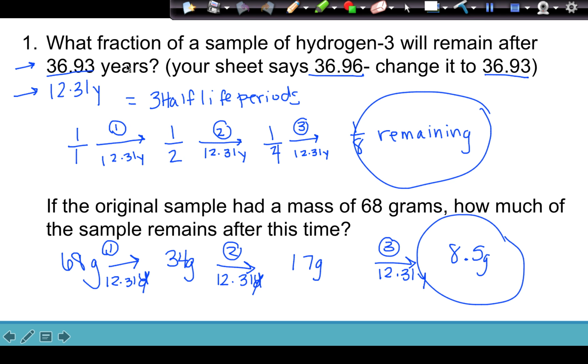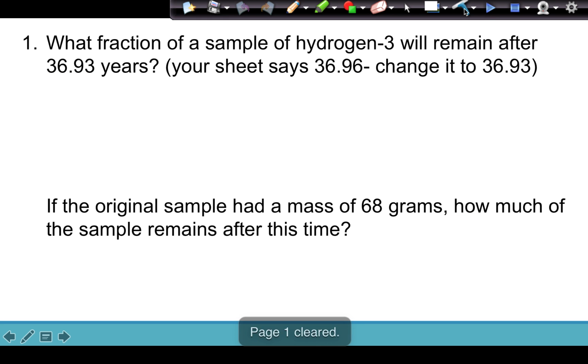So again, total time divided by the time for one half-life, which was found on table N. Then that tells you how many half-life periods go by. The number of half-life periods means the number of times the sample divides in half. If you're still working on this question, please ask whoever's in charge of pressing pause to press pause before you move along to the next problem.